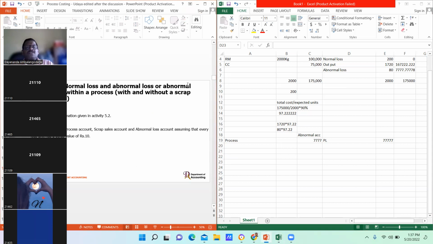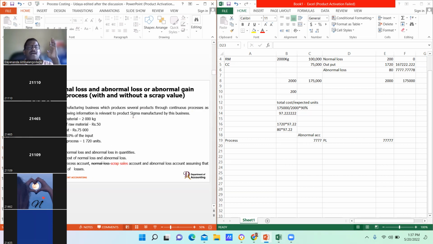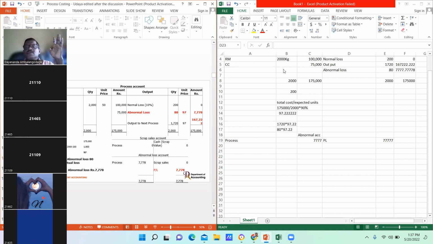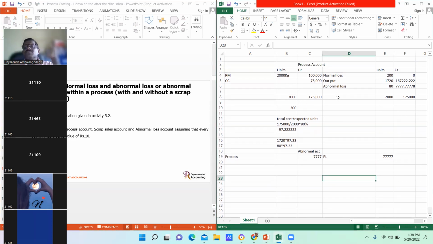Normal loss and abnormal gain within a process, with and without a scrap value. So we will develop the 5.2 example a little bit further. Consider all the information given in 5.2. I think you can remember, right? In question 5.2, prepare the process account, scrap sales account and abnormal loss account, assuming that every lost unit has a scrap value of 10 rupees. If that is the case, what happened is just minor changes.